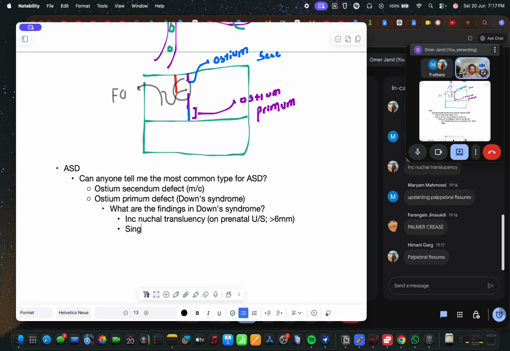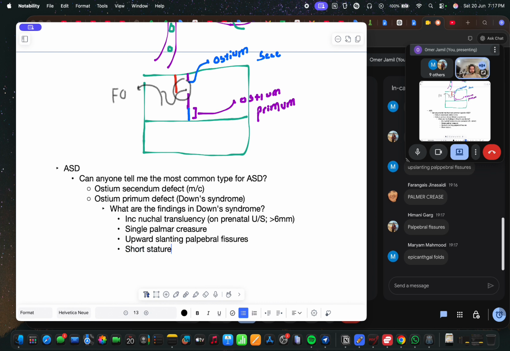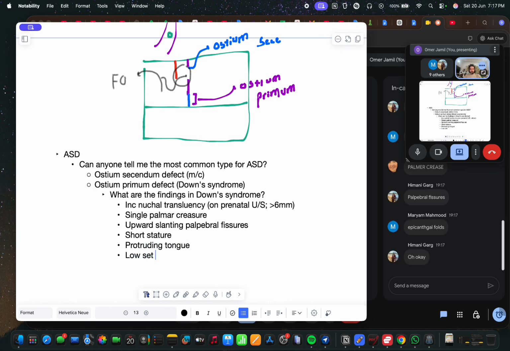Then you have a single palmar crease, very good. And the palpebral fissures, Himani, you have to be specific. Upward slanting palpebral fissures. Because if I say small palpebral fissures or epicanthal folds, I'm pointing you towards fetal alcohol syndrome. Okay, short stature, protruding tongue, low set ears.